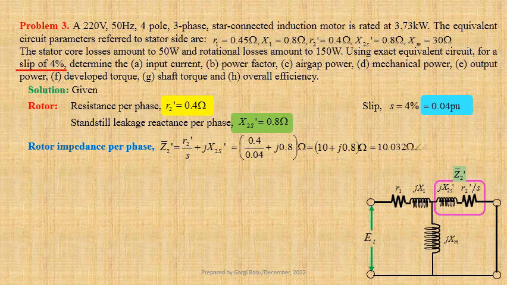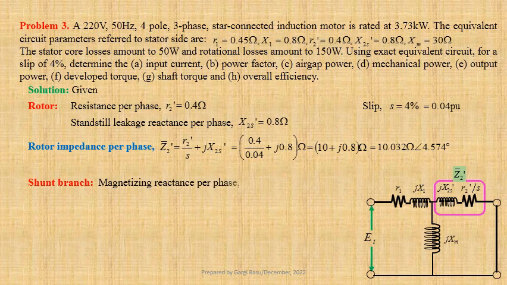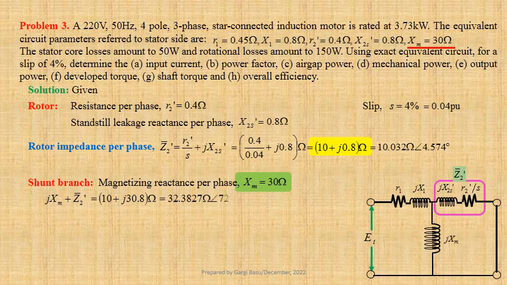10.032 ohm at an angle 4.574 degree. For shunt branch, given magnetizing reactance per phase Xm equals 30 ohm. Let us now calculate jXm plus Z2'. Using values we get 10 plus j times 30.8 ohm. This may be written in polar form as 32.3827 ohm at an angle 72 degree.